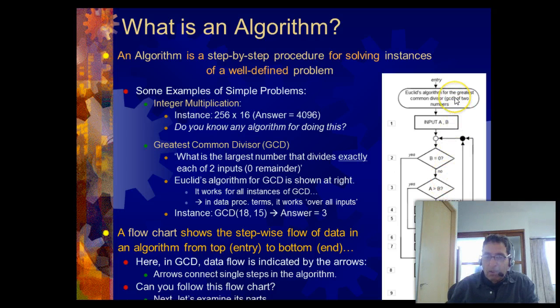Okay, and this is called Euclid's algorithm for getting the greatest common divisor of two numbers. Okay, so I'll continue in the next video.